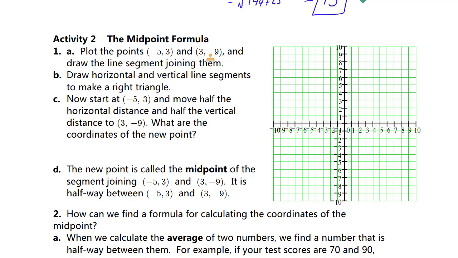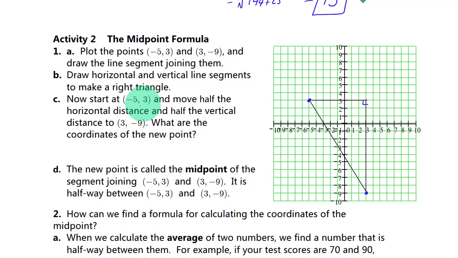So we're going to look at -5, 3, and 3, -9 here. And we're talking about the line segment that joins them. Okay, so what we're going to do is do the same thing, make horizontal and vertical segments to make a right triangle. One is going to be vertical from here up to here. The other one's going to be like this. That now makes a right triangle. So that was part B here.